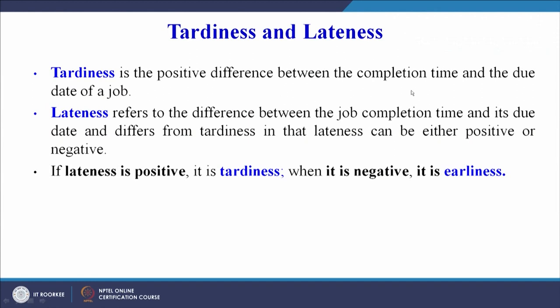And tardiness is somewhat similar to lateness, but tardiness is always given in the positive sign only. So tardiness is the positive difference between the completion time and the due date of a job. We always see the positive difference only; the negative difference we will eliminate or not report. Lateness refers to the difference between job completion time and its due date, and it differs from tardiness in that lateness can either be positive or negative. So lateness can be positive or negative, tardiness will always be positive.